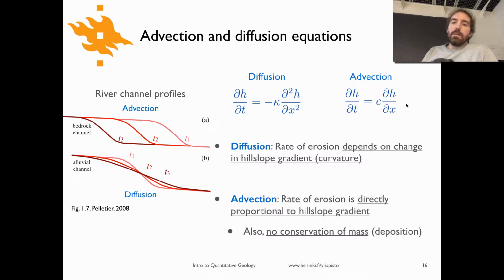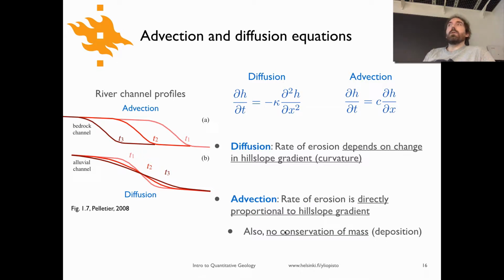So again, this is our diffusion law, this rate of erosion being proportional to the change in the slope of the river. So that's why the places where the slope changes show you the biggest change in elevation. For advection, the rate of erosion is directly proportional to the gradient of the hill slope. And I'll show you how that works in just a second.